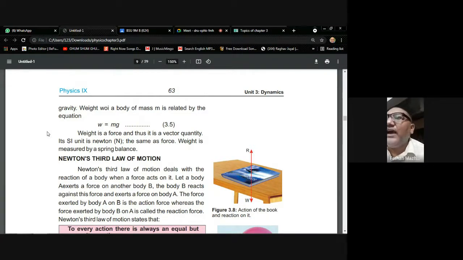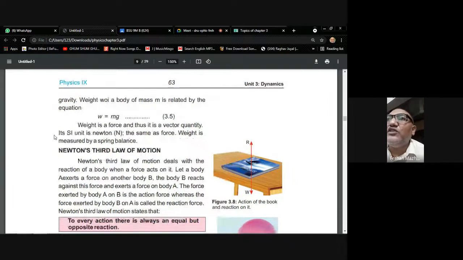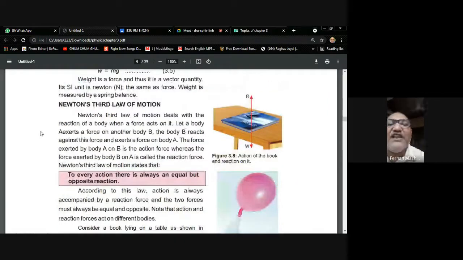Okay, so we are going to the next part. Newton's third law of motion is a very famous law. Do we just have 5 minutes? So let's quickly finish this.